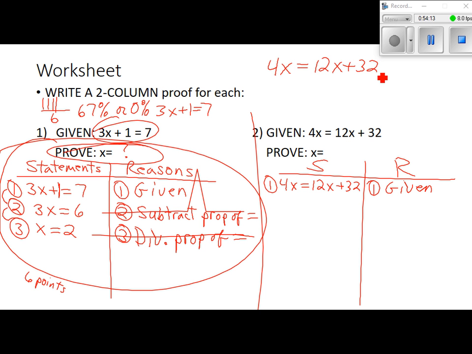Subtract 5. You want to get all the x's on one side, don't you? So do I want to subtract 4x? No. Even though 12's bigger and your algebra teacher told you to always take the smaller one to the bigger one, this time it's probably going to be easier to take the bigger one to the smaller one. It's going to make everything shorter. So I'm going to subtract 12x on both sides. What's that leave me with? Negative 8x equals 32.